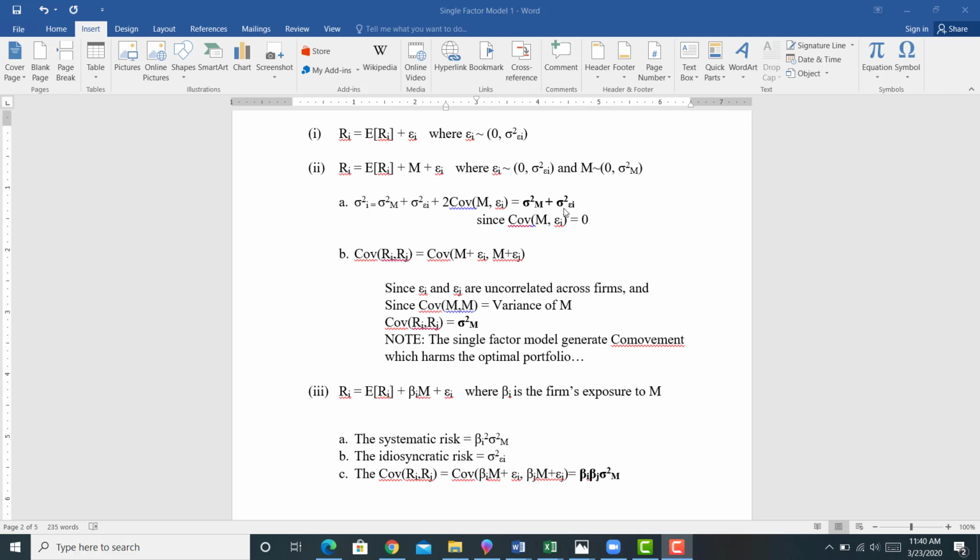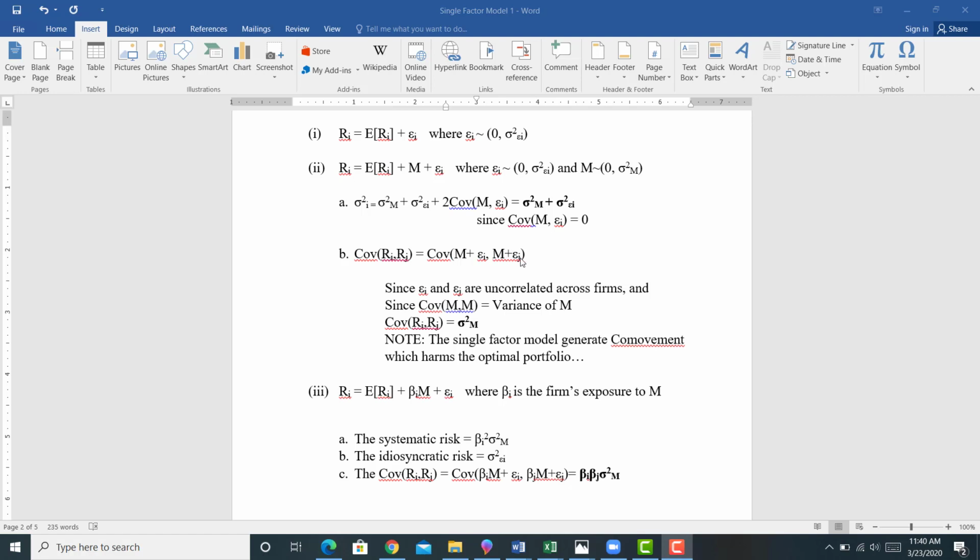Now it's important to note something here. This is interesting. The covariance between, say, some asset I and some asset J, so we're just looking at asset I, but there's a whole bunch of other assets in the economy. The covariance between the returns on these two assets is equal to the covariance of the systematic risk event that is the same for either asset I or asset J, and the error terms of asset I and the error terms of asset J. Now notice something.